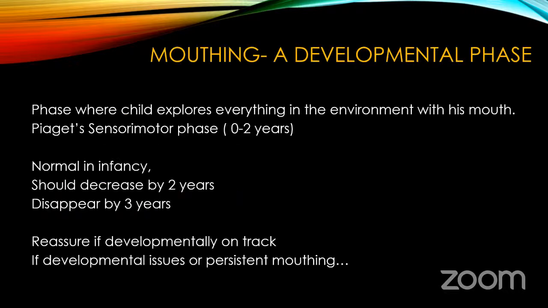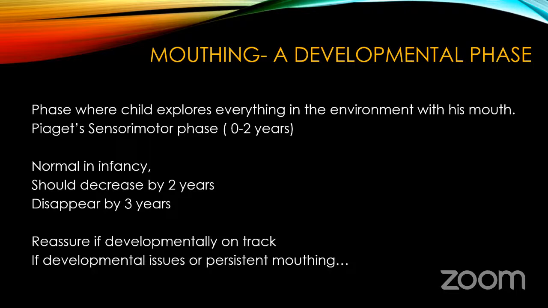So mouthing is a phase where the child explores. We know that, till 2 years of age, Piaget says that there's a sensory motor phase where the child explores everything through his mouth. So it's normal till 1 year of age. It should decrease by 2 years and should disappear by 3 years. However, if there's a 20-month-old, you can ask the history, the onset, duration, and progress, whether it is getting better. So he was putting a lot more. Is it getting better? You have to look at the development. Reassure the parents if it is developmentally on track, the rest of the development.